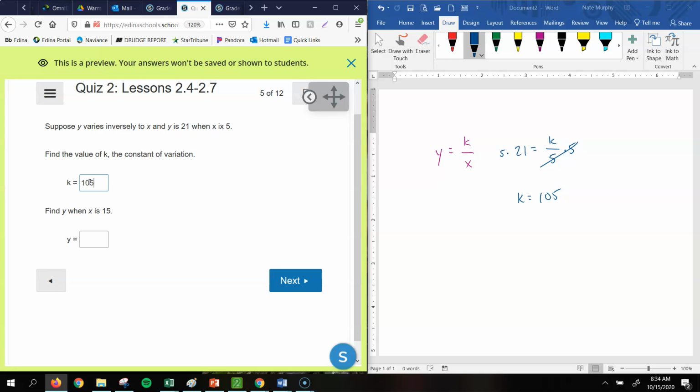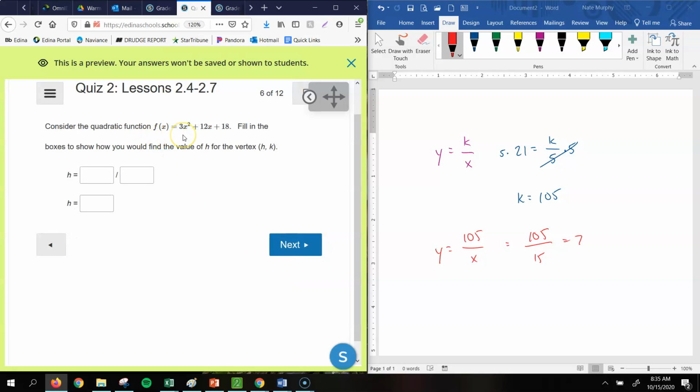So now to find y, we can write a specific equation if I wanted to. So we'd say y equals 105 divided by x. But then specifically, we want to find out what y is when x is 15. So we take 105 divided by 15. And when you do that, you end up getting 7 as your answer. So y equals 7.